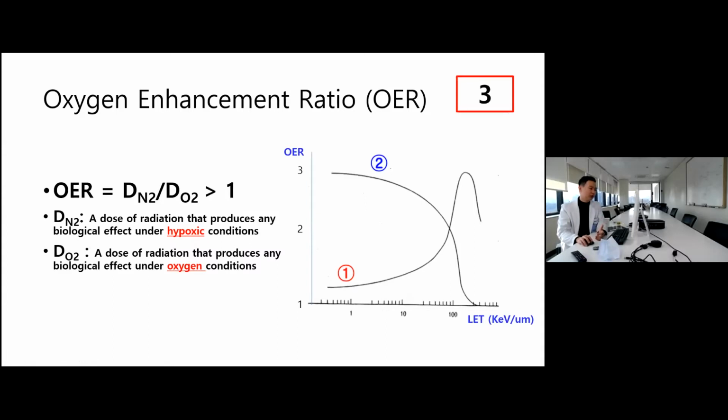So I think one easy question can be: what might be the relationship graph between the energy LET and the oxygen enhancement ratio.